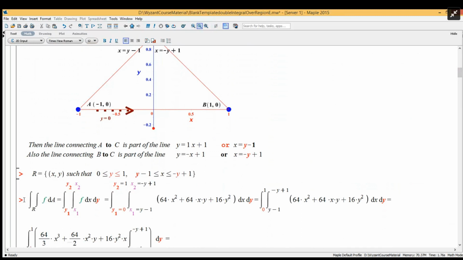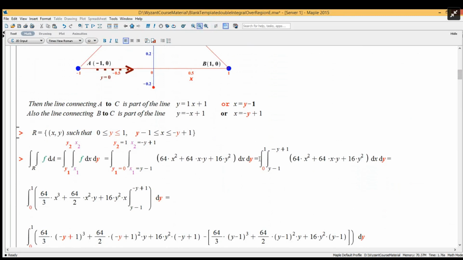So our double integral has the following limits. y1 is equal to 0, y2 is equal to 1, x1, the lower limit, is y minus 1, the upper limit is minus y plus 1, and here's our function, dx. Removing the subscripts of the x's and the y's, we have this straightforward double integral here.